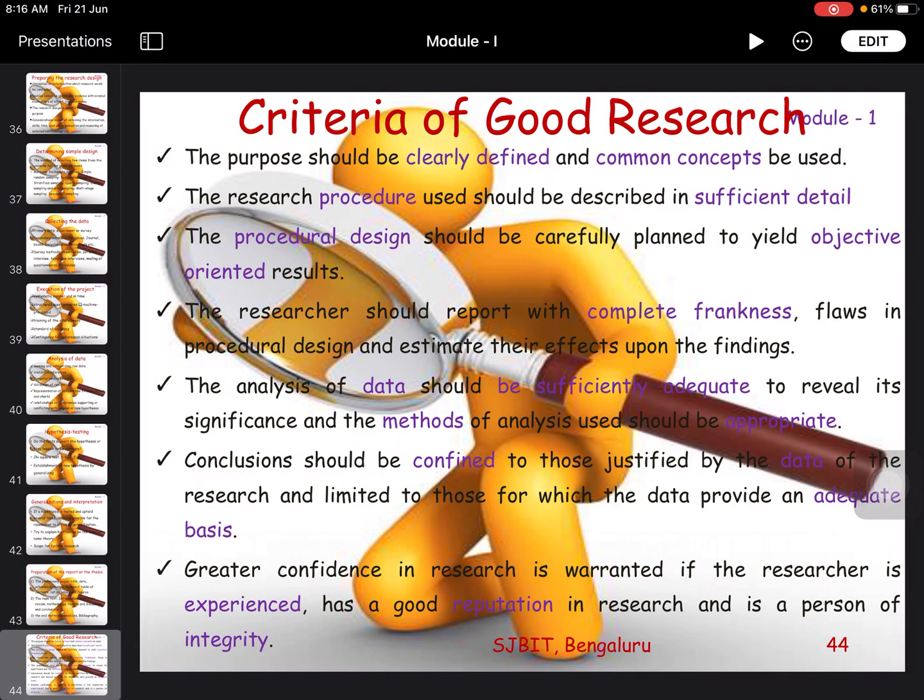Analysis of the data should be sufficiently adequate to reveal its significance, and methods of analysis should be used appropriately. The conclusions have to be confined to those justified by the data of the research and limited to those for which the data provided are adequate. Greater confidence in research is warranted if the researcher has a good reputation in research and is a person of integrity.